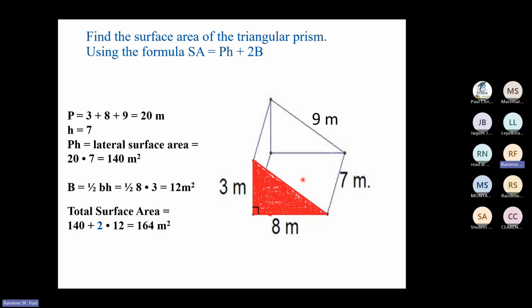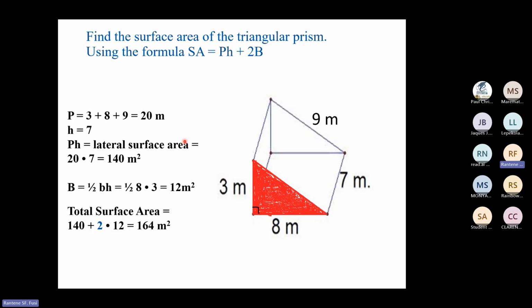Remember, the height in the figures that are drawn will not necessarily stand upward, perpendicular, vertical. So what controls you is to say this is the base. If you just move it and sit, then the height will be 7, not 3. This 3 is the height of this triangle, but not the height of the prism. The height of the prism is 7 meters, but the height of the triangle is 3 meters.